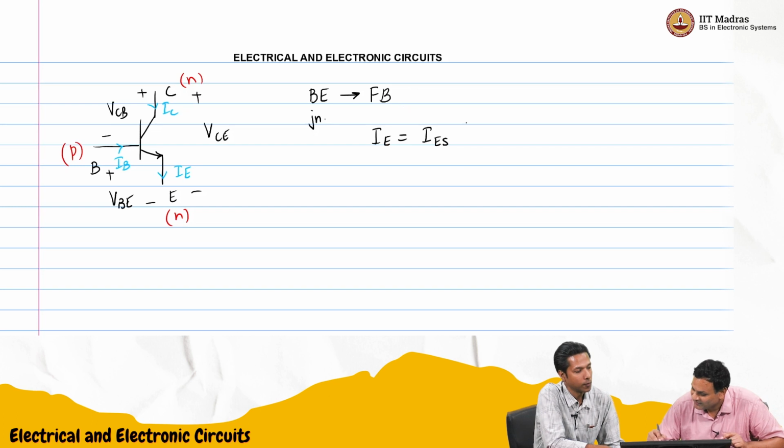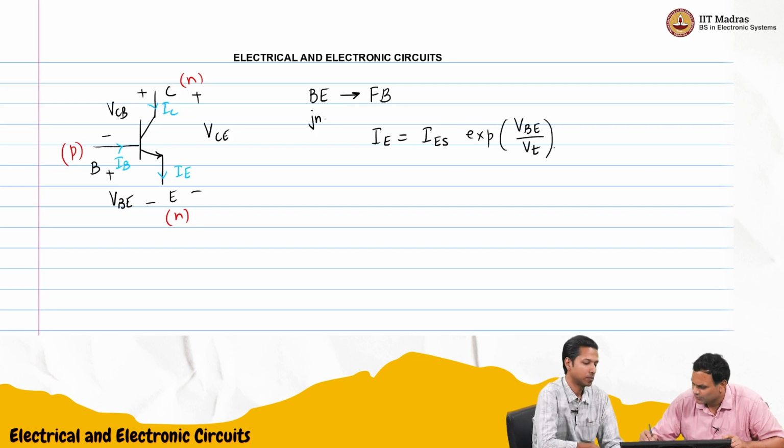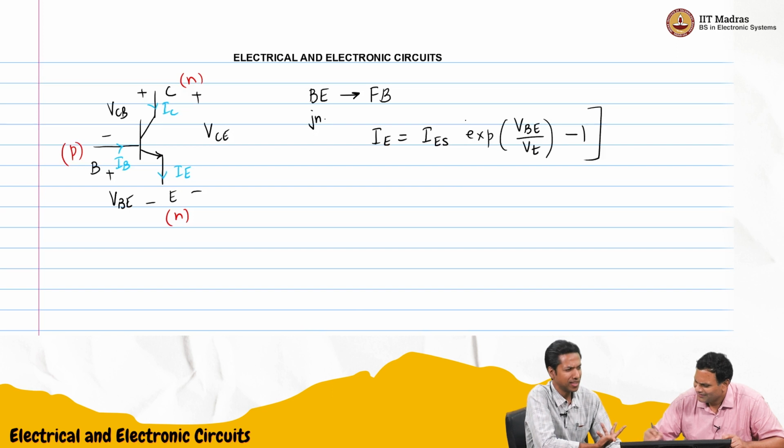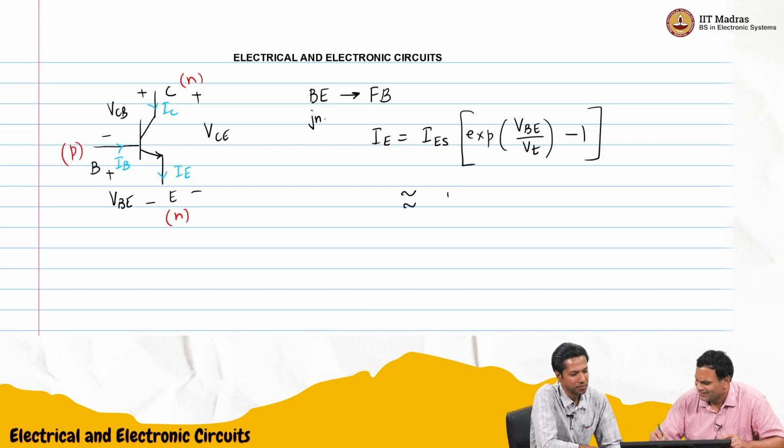So exponential, e power VBE by the thermal voltage, kT by q. Minus one, we can skip it. So we'll just write it like this: IES exponential VBE by VT.